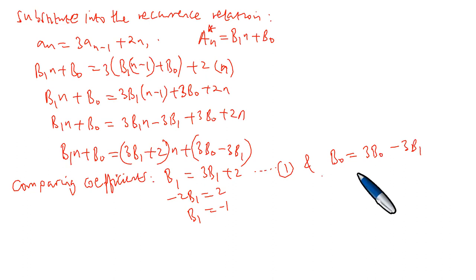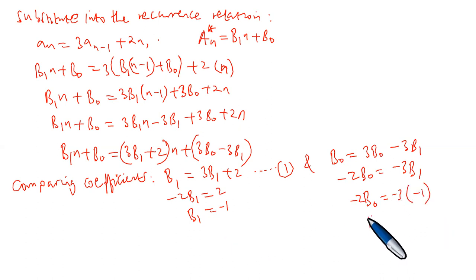Right, so you move this one across, it becomes minus 2B0 equals minus 3B1. If you divide this one, you can substitute the B1 into this. So that's minus 2B0 minus 3. What is B1? B1 is minus 1, which is 3. Minus 3 out of 2.